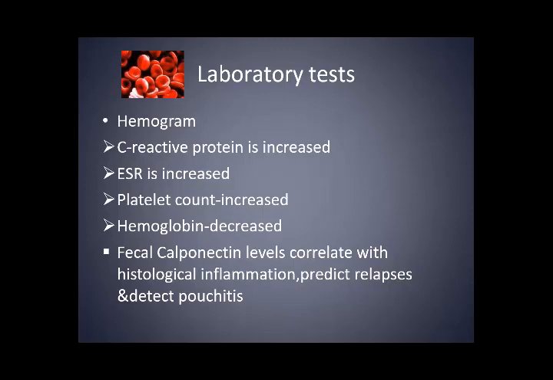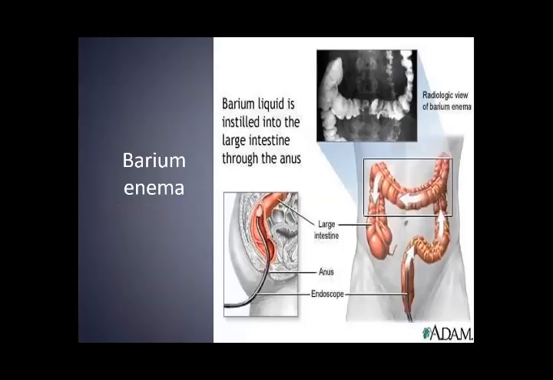Platelet count may be increased because of excessive bleeding, as there is reactive thrombocytosis, and hemoglobin is low because of GI loss. Fecal calprotectin levels are a newer test which can be done in feces, and they are indicators of relapse of the disease. These are the markers for acute inflammation and relapse.